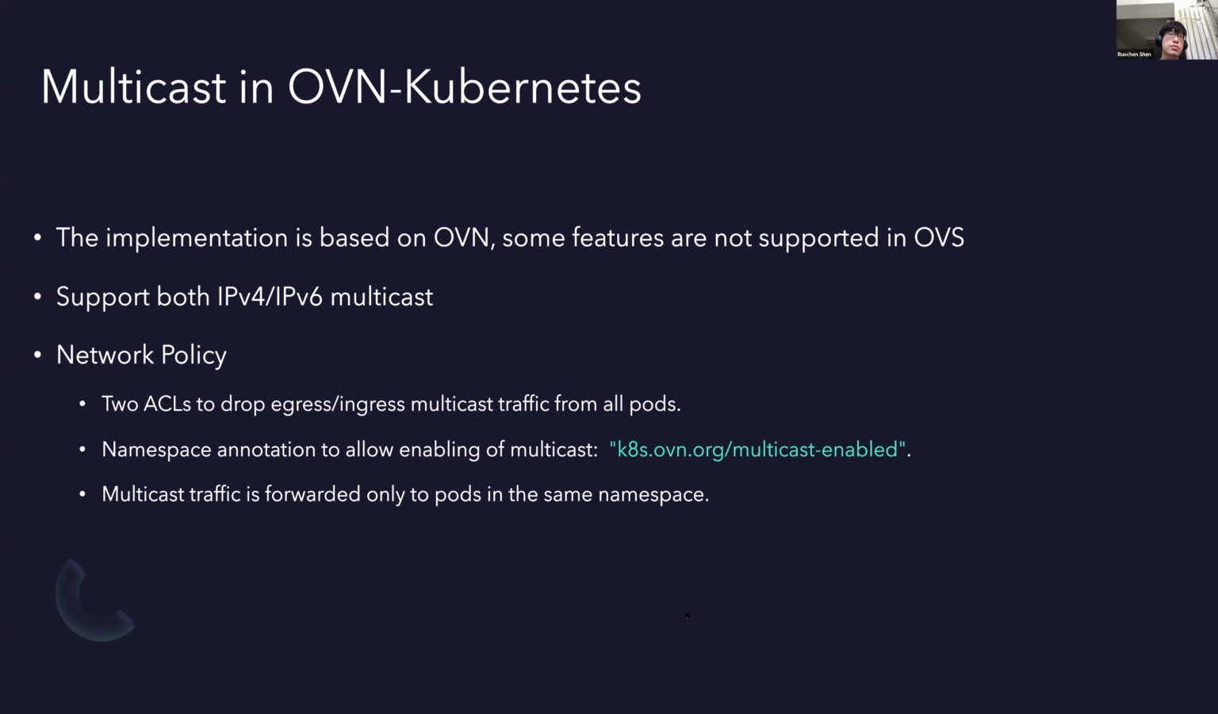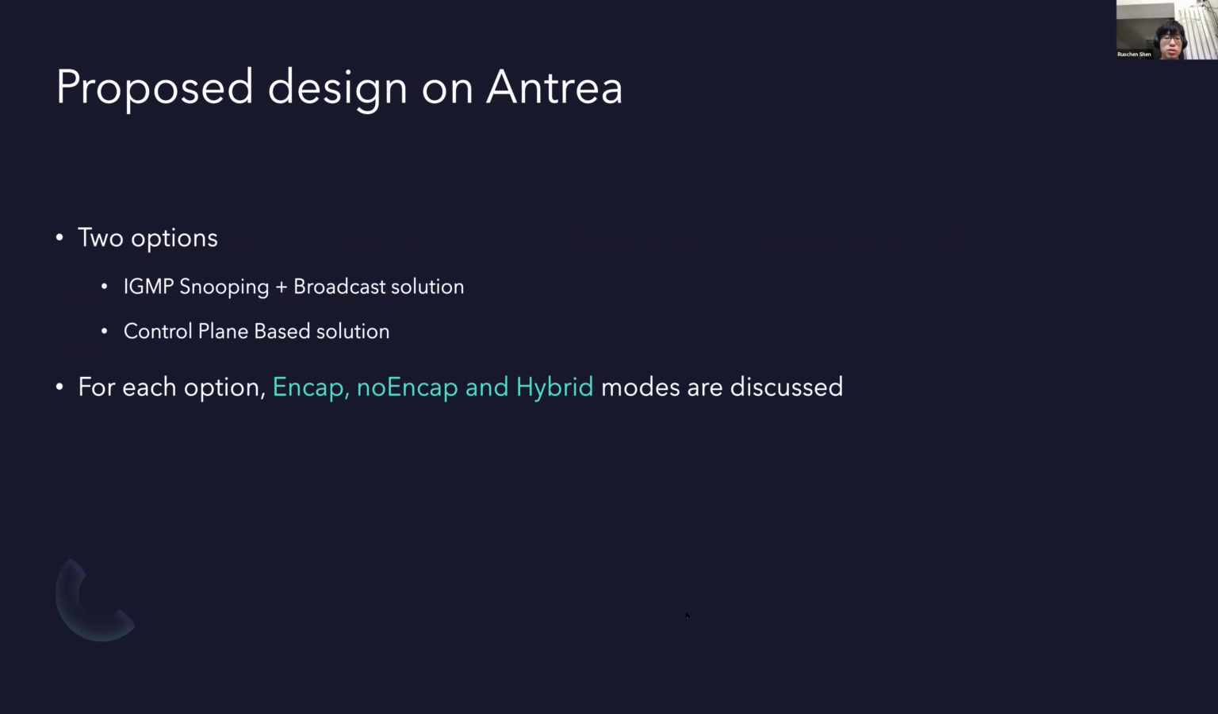Okay. Next, we'll talk about our proposed design on Antrea. We have two main options. We call the first the IGMP snooping plus broadcast solution, and the second the control plane based solution. Each has its advantages and disadvantages, which we will summarize later. For each option, encap, no-encap, and hybrid modes are discussed.